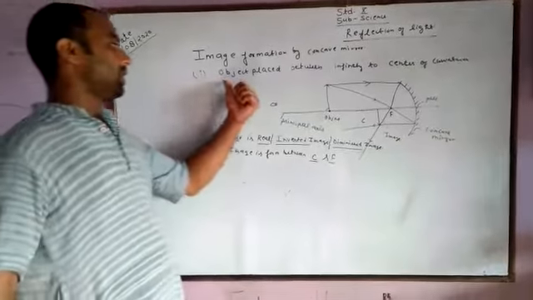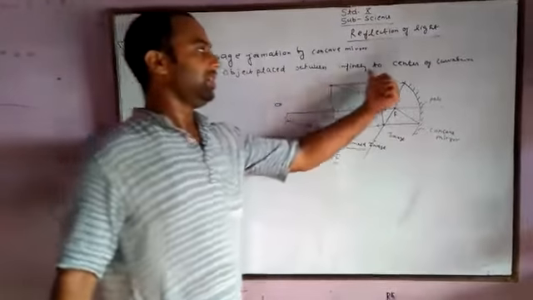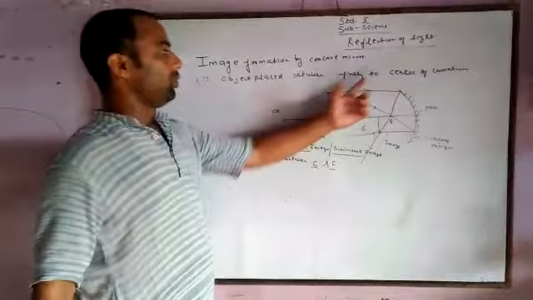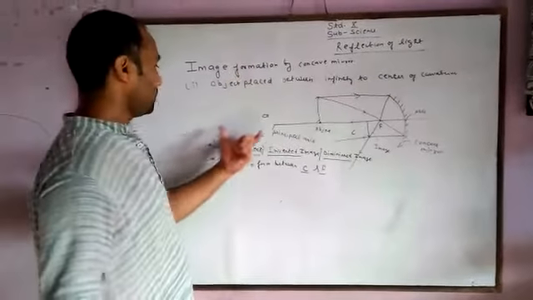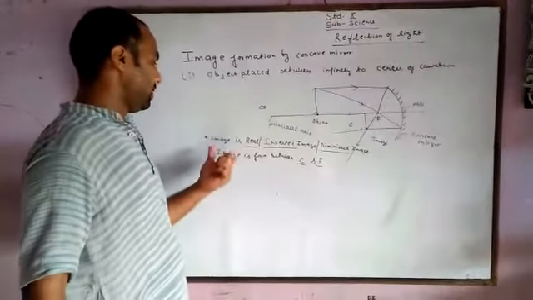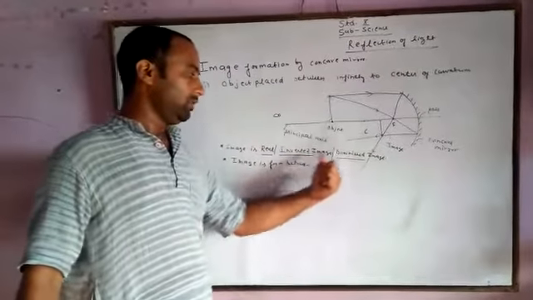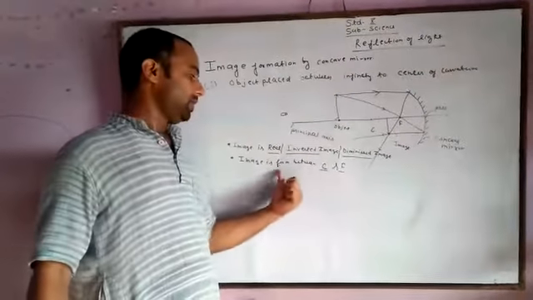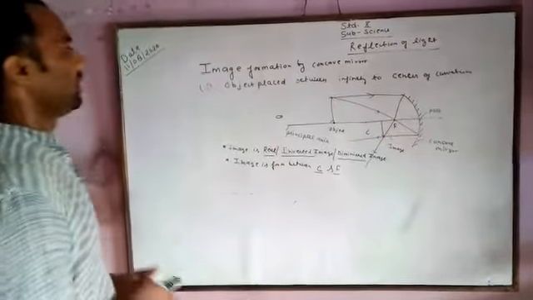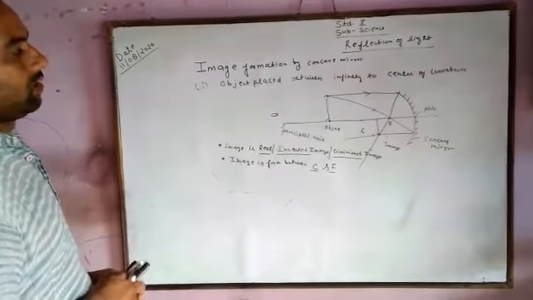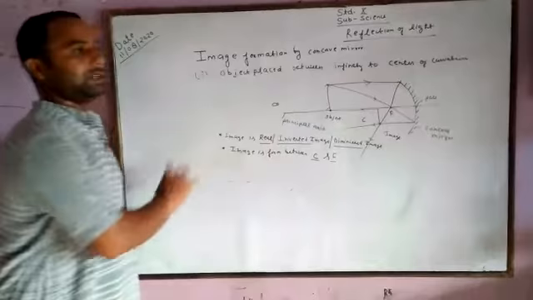We have to remember this case, object placed between infinity and center of curvature. So this is the image formation by a concave mirror. Image is real, inverted, diminished, and formed between C and F. These are the basic laws.